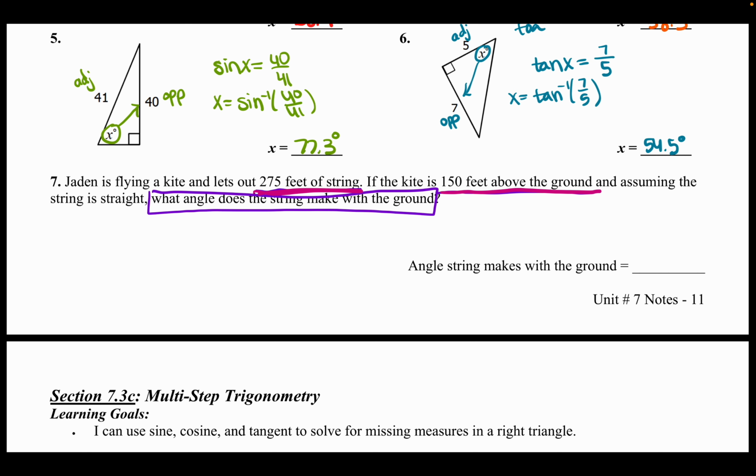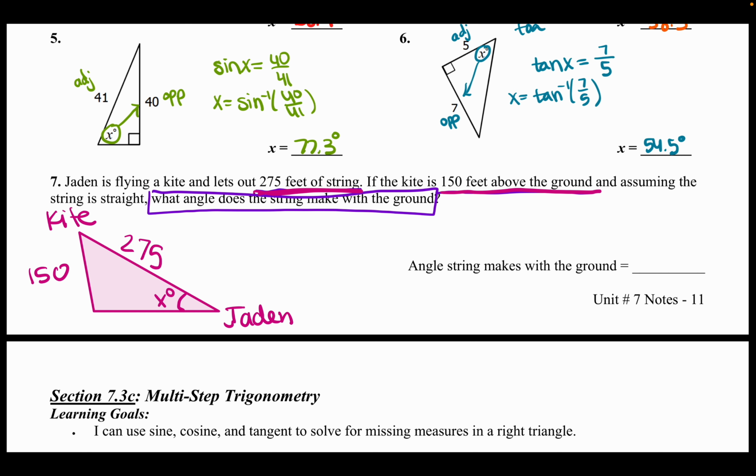So let's draw a picture to represent that. It doesn't have to be anything fancy. So up here is the kite. Down here is Jaden standing. The kite is 150 feet above the ground. And let's just say Jaden is sitting on the ground. So this is our x. And the string is 275 feet. So there is our problem. And the kite with the ground makes a right angle.